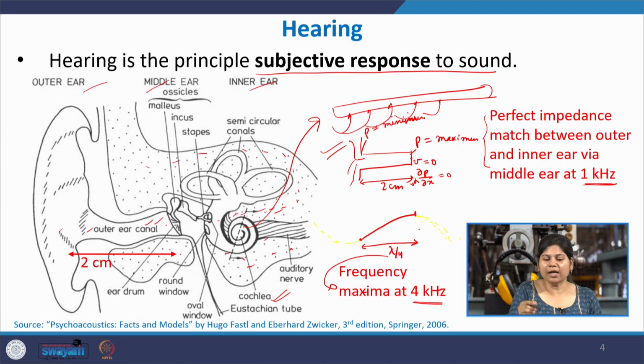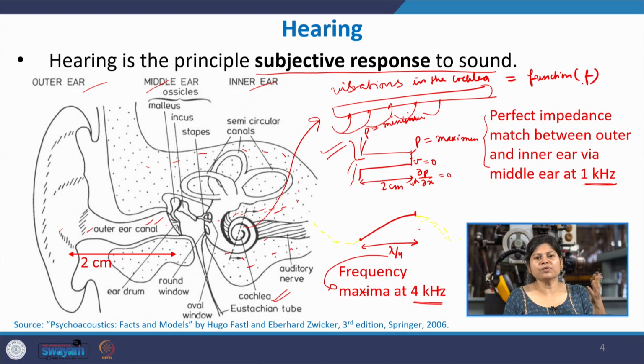So, which means that ultimately the vibrations in the cochlea are a function of the frequency of the incident wave. So, ultimately, whatever sound reaches our ear and the hearing mechanism, it acts like a frequency selective filter. So, we have a very complex frequency selective filter and we hear the sound.